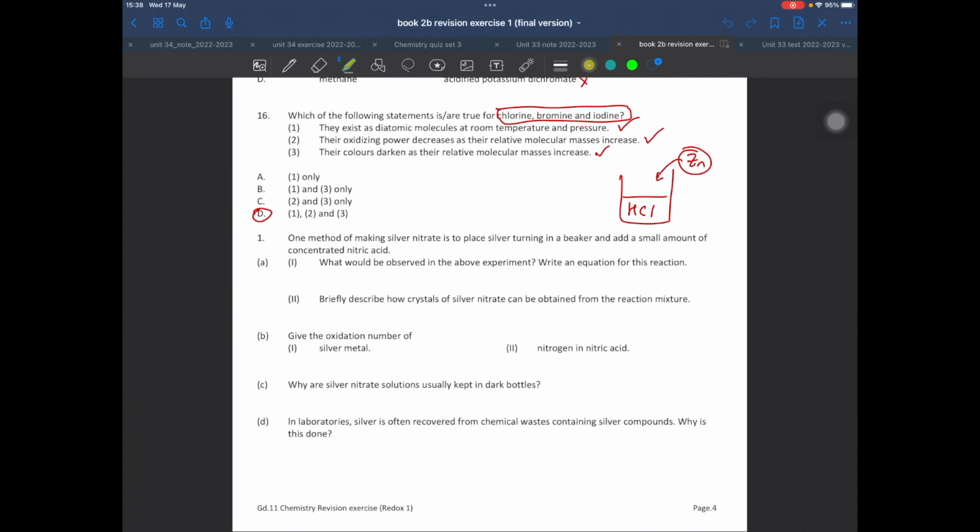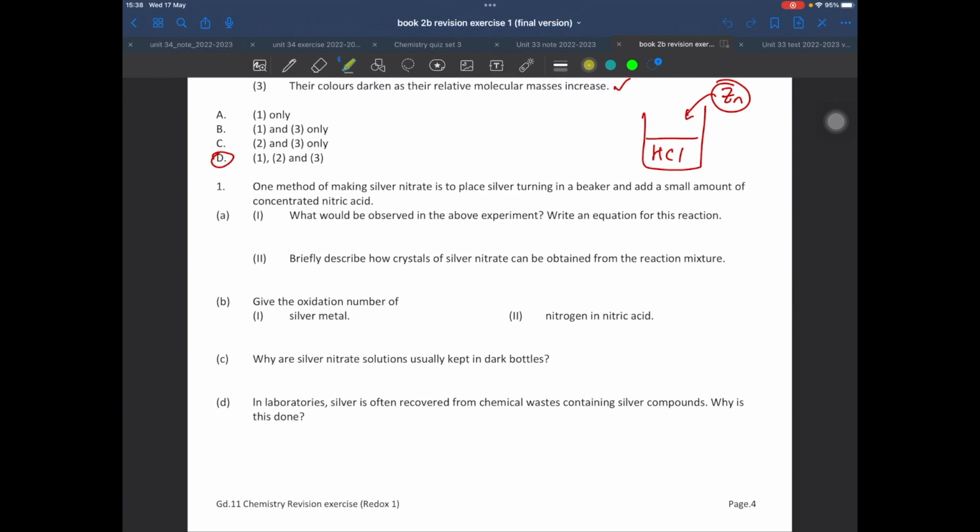Right, so we started our discussion on the long question. The first one is preparation of silver nitrate, the direct reaction between silver and concentrated nitric acid. First one, what could you see? And give the equation. Metal dissolves. And don't forget, nitrogen dioxide will be given out, which is a brown gas.